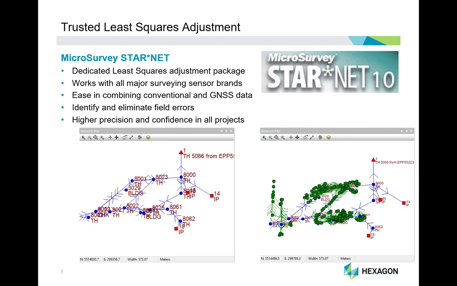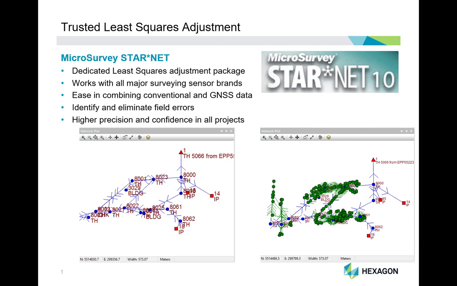An advantage of working with a dedicated least squares adjustment package like StarNet is that it makes it easy for you to work with information from a wide range of brands of surveying sensors. It also makes it very easy for you to combine data from different types of sensors, i.e. GNSS, leveling, and total stations. It makes the workflow relatively simple when you're trying to combine conventional and GNSS data, and it has a real advantage in making it simple to use the most rigorous methods for computations.